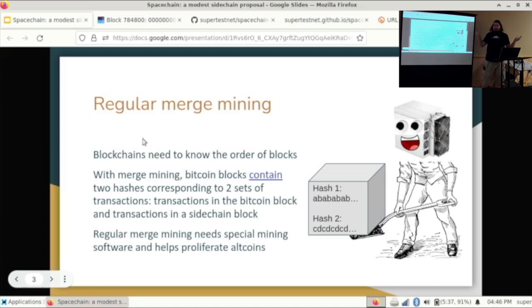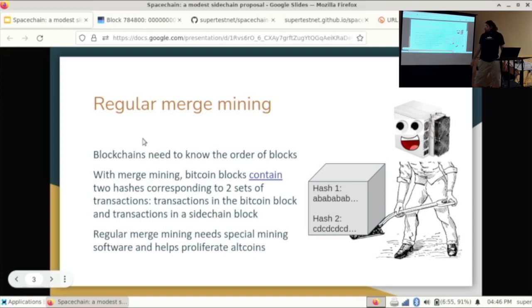And you can do this as many times as you want. Miners can put as many of these hashes in as will fit in like 4 megabytes. But it gets really efficient. But there's a couple problems with regular merge mining. One is that you need special mining software to do it, because the miners have to take all of the transactions on this special sidechain, and then they've got to hash them. So they've got to know about all that stuff that's happening on this sidechain. And that requires them to run special mining software. Maybe not all miners are going to want to do that.